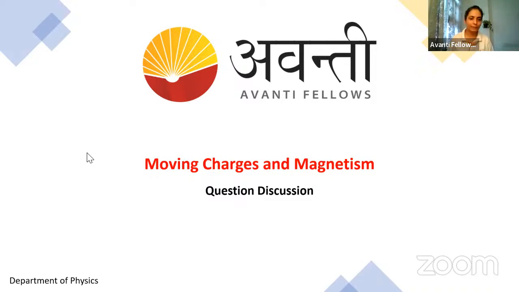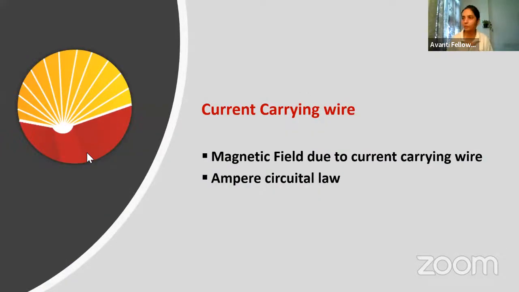Okay, so let's see today's class. We will go through theory also, and together with that we'll go through the questions. What things are we going to discuss largely in today's class? First, the magnetic field due to a current carrying wire, and second, Ampere's circuital law. We will discuss both of these, and based on these two concepts, we will be solving questions.